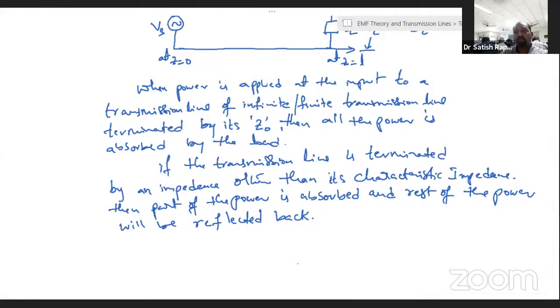So in one condition, if the transmission line is terminated by its characteristic impedance, maximum power will be absorbed by the load, whereas in the second condition, if the transmission line is terminated by other than its characteristic impedance, then only part of the power will be absorbed, and maximum power will be reflected, right? Why will maximum power be reflected? Because of the impedance mismatching, maximum power will be reflected back.